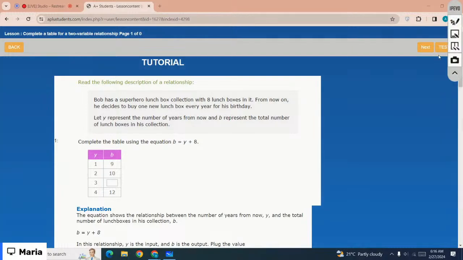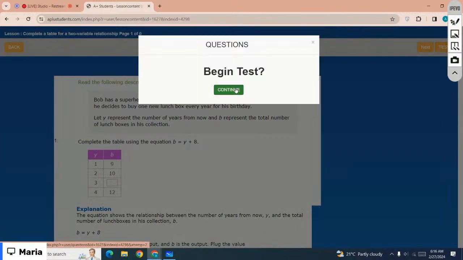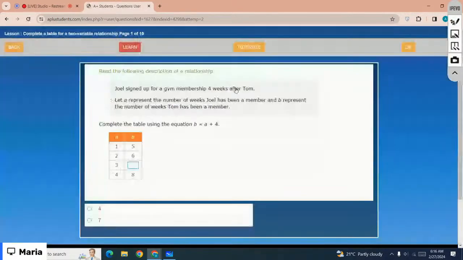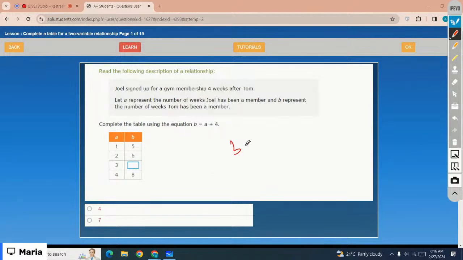Let's just start with the test question. Okay. Complete the table using the equation. You are given the equation B equals A plus 4, right? You need to find the value of B when A equals 3. So replace the A with 3. So 3 plus 4 is 7. So that means B equals 7. The correct option is 7.